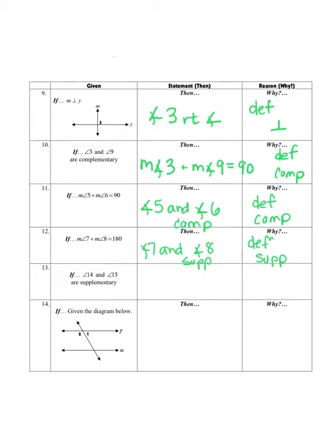If we're told that angle 14 and angle 15 are supplementary, we then know something about their measures. We know that the measure of angle 14 plus the measure of angle 15 is going to equal 180 degrees. And that is the definition of supplementary.